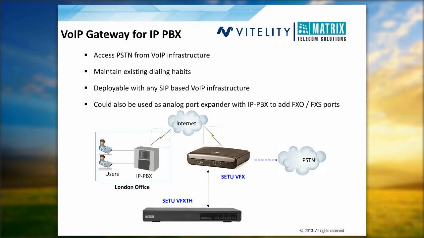It could be used as an analog port expander. So let me give you an example. IPPBXs sometimes do give you analog ports, but the number of analog ports is not enough. There's an option to buy an expansion card from the manufacturer, which generally gets pretty expensive, or buy this inexpensive piece of hardware while you're getting your SIP trunk from Vitelity, and now you have an analog port expander as well as a SIP trunk, and both of these work together.